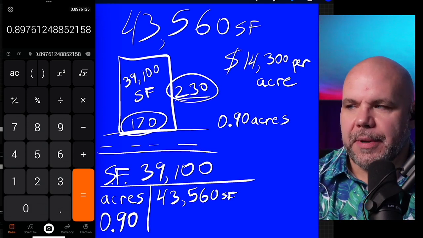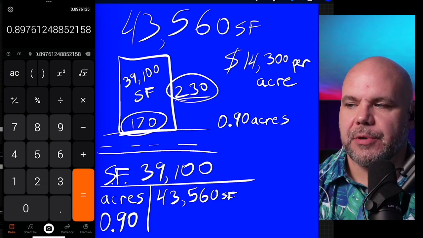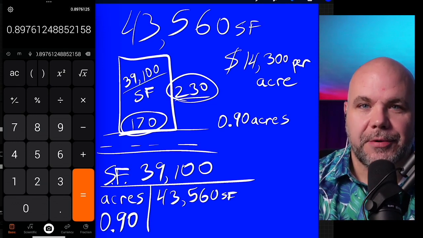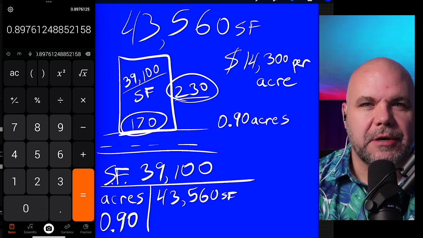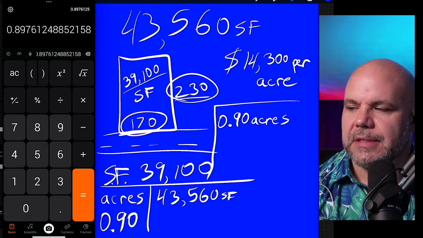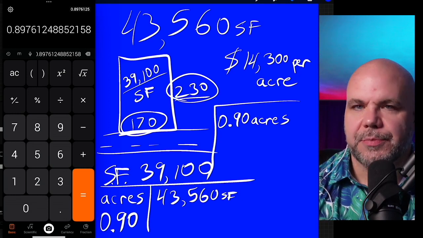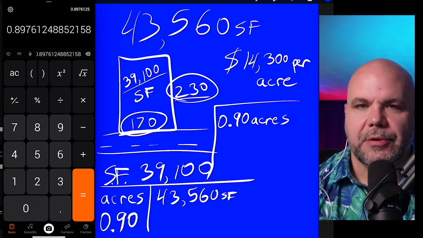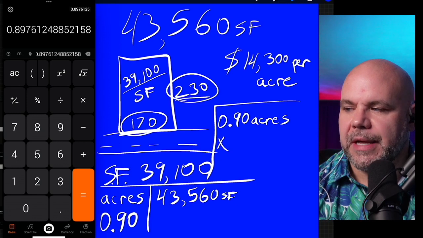First of all, we knew how many square feet are in an acre. So when we saw that the square footage of this lot was less than the 43,560, we knew it was going to be less than an acre. So that was a little side note, self-check. But now we have the amount of acres that this lot is, and we know how many dollars per acre. This lot is not going to get $14,300 because it's not quite an entire acre. So we just need to multiply these two things together.